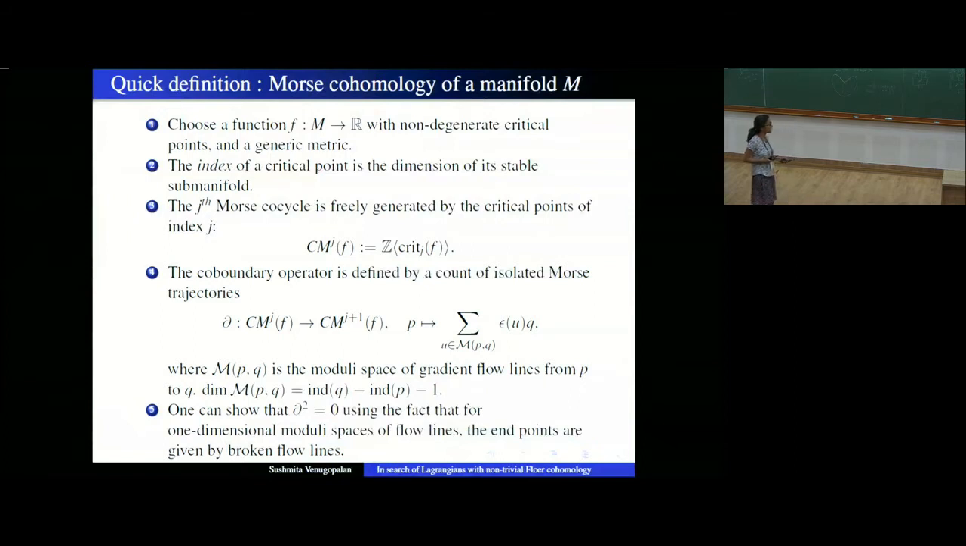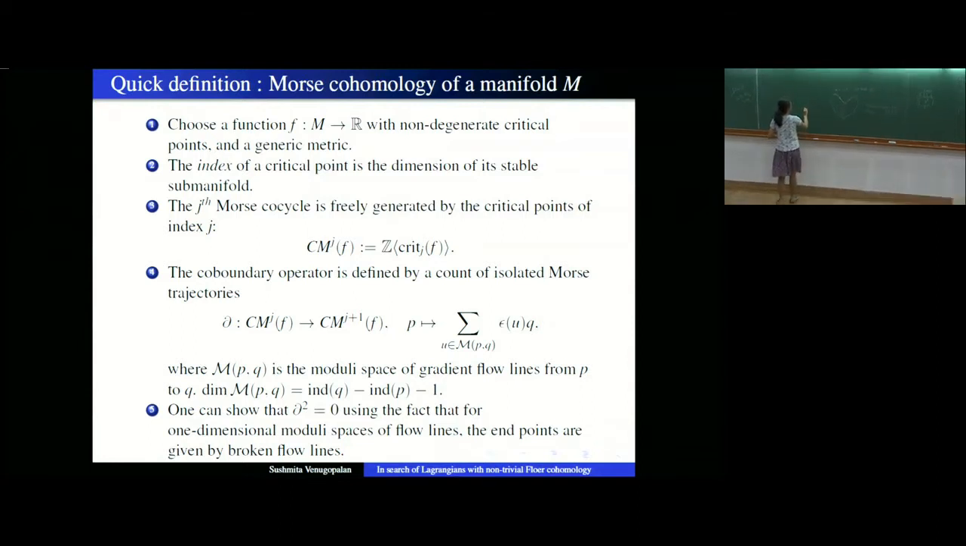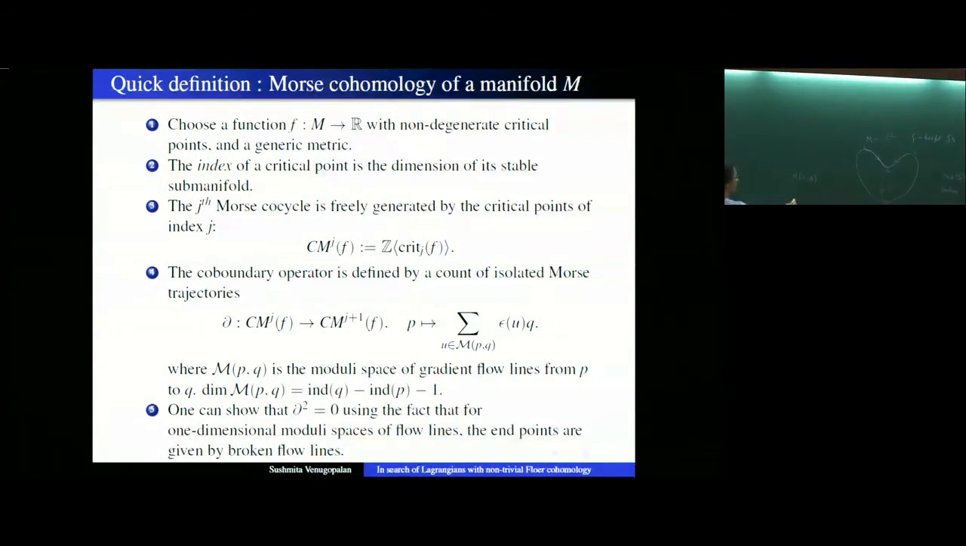And one can show that, and this is what I wanted to emphasize, in order to show that the boundary squares to 0, you need to look at one-dimensional moduli spaces of flow lines, and the endpoints are broken flow lines. So the moduli space of, say, flow lines from A to D is going to be one-dimensional.